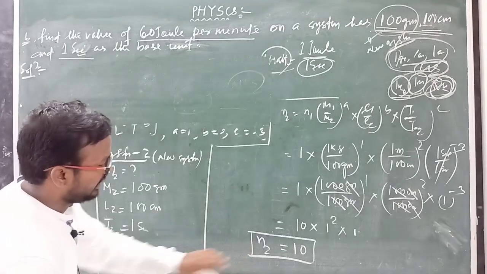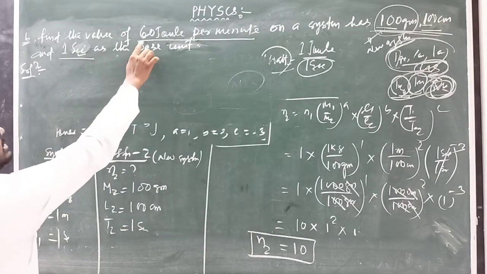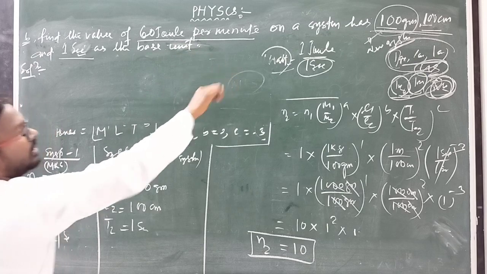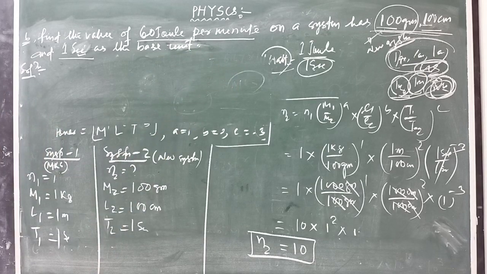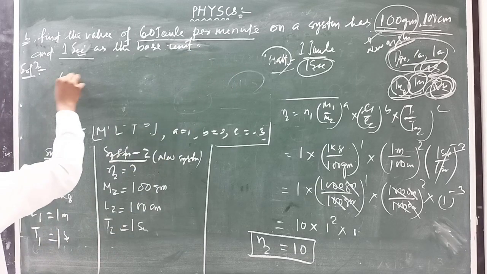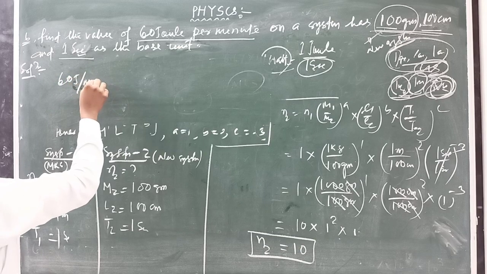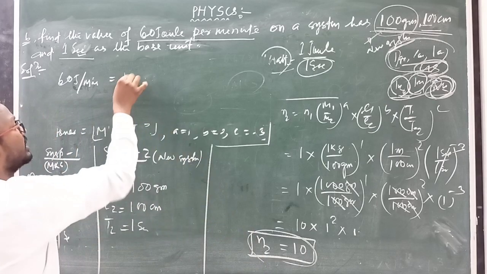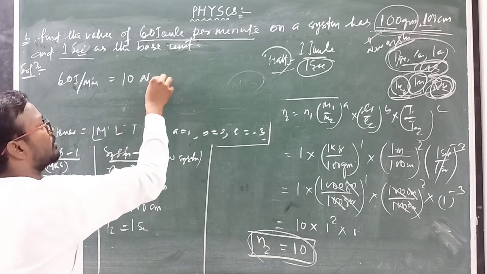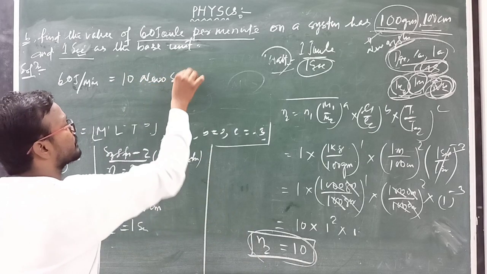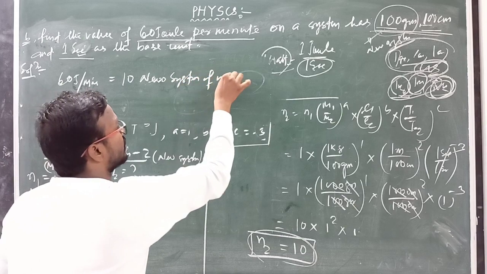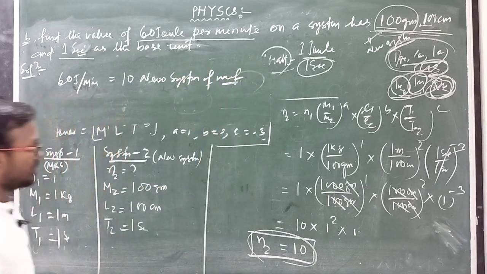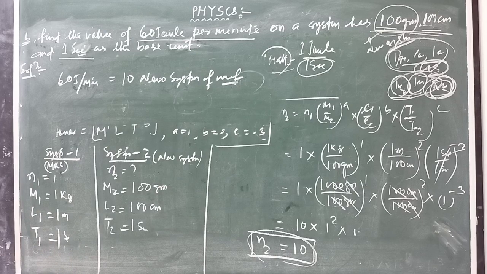Then we can write N2, and here, given that 60 joule per minute in the new system, we can write 60 joule per minute, which is equal to another system here, N2 equal to 10. You have to write here new system of unit. Clear? So in this way you can solve different types of problems regarding this concept.